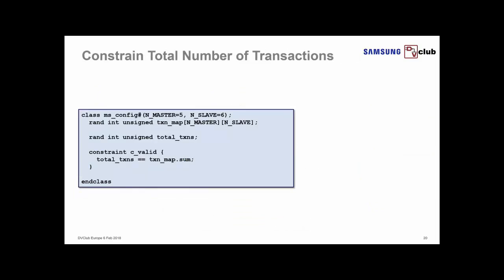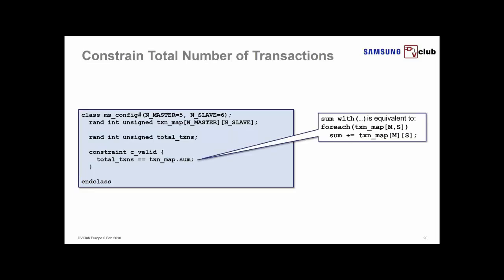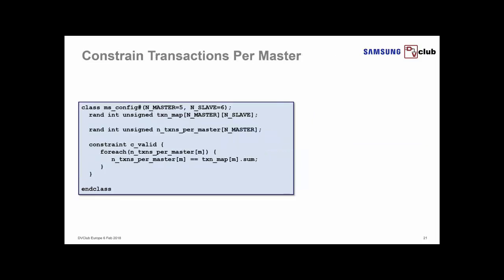So how do we implement this? Well, to get the total number of transactions is actually quite simple. Our old friend, the sum method, can be used. And what's nice about that method is it also works for multi-dimensional arrays. So the fact that I have a 2D array doesn't matter. I just have to call this sum method once, and I get the sum of all the transactions in my array. And that's kind of equivalent to this foreach loop I have up here.